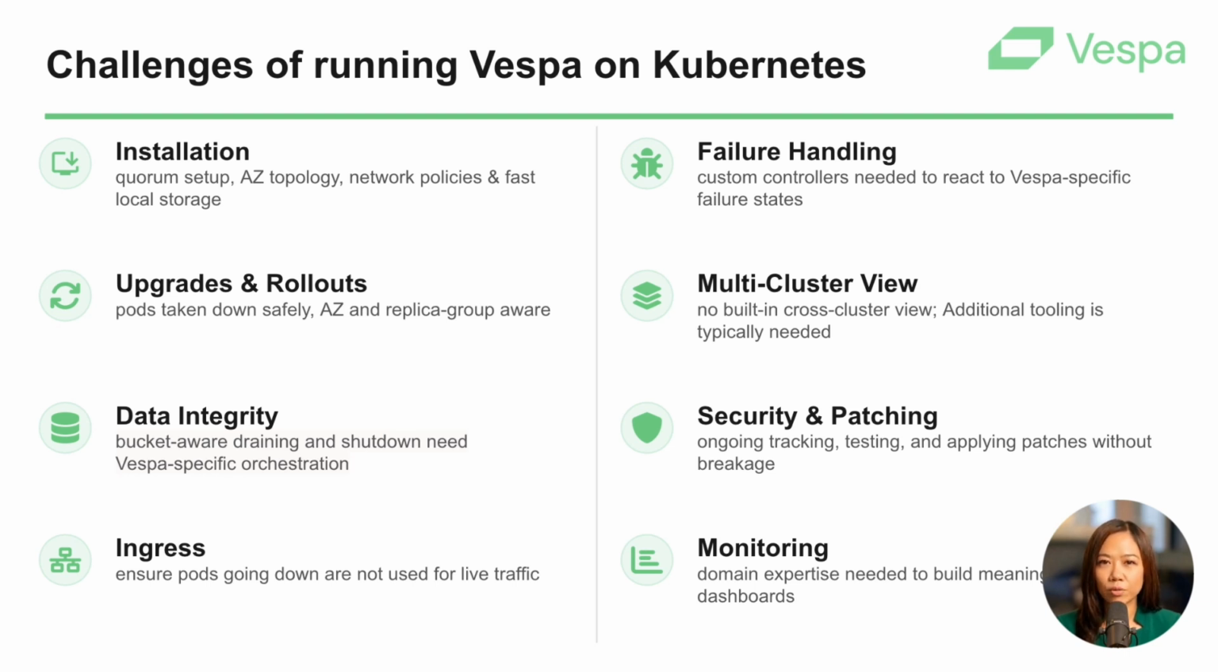Challenge 4. Ingress. When a pod is going down, it must stop receiving live traffic before shutdown. That handoff needs to happen cleanly, so queries are not sent to a node that is leaving service. Challenge 5. Failure handling. Hardware fails. Networks partition. Kubernetes can restart failed pods, but it does not understand Vespa-specific cluster semantics. In practice, teams often need operational runbooks to recover safely.